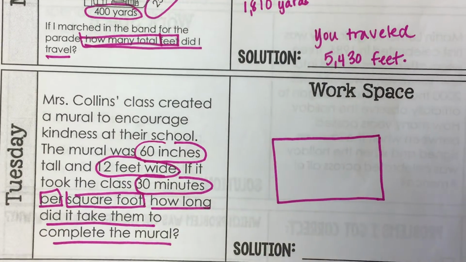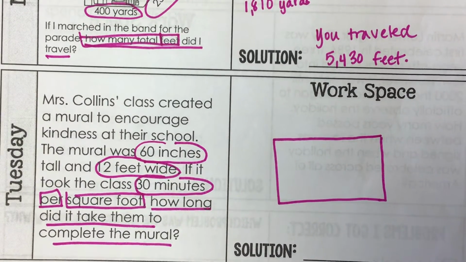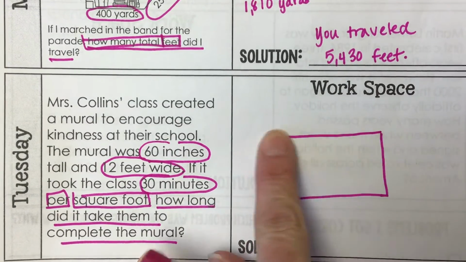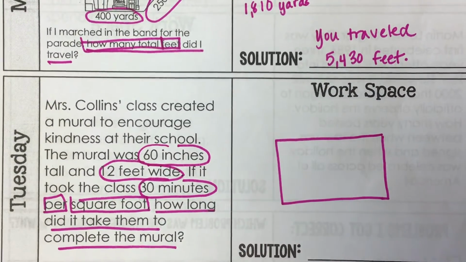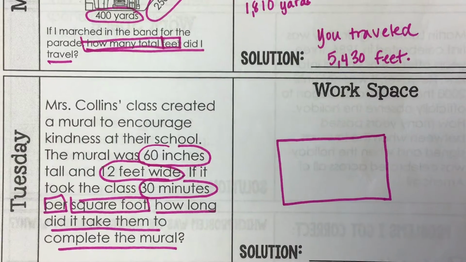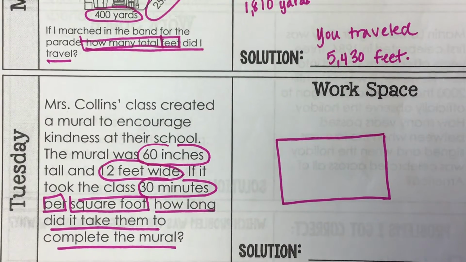Okay. So the most important thing that I wanted to point out here was that our mural is measured in inches this way and in feet this way. And really to find what we need to find, we need them to be in the same unit. So it's going to be easier to work with smaller numbers. So let's go ahead and make them in feet.